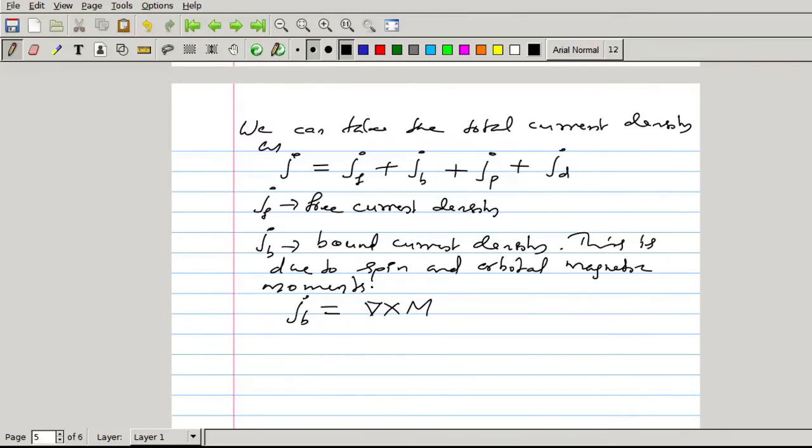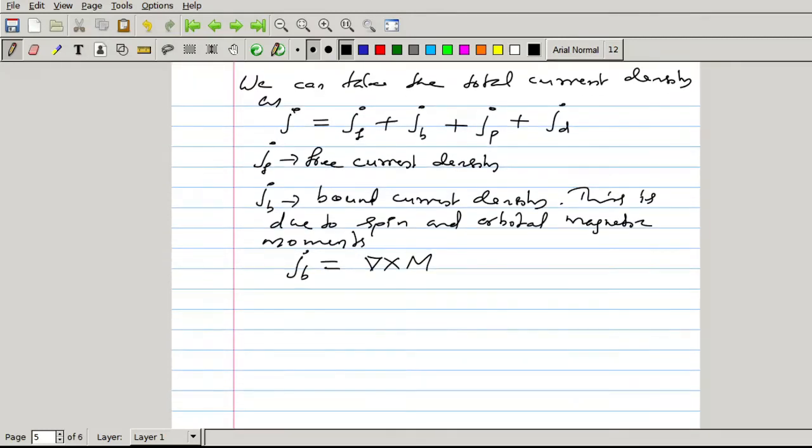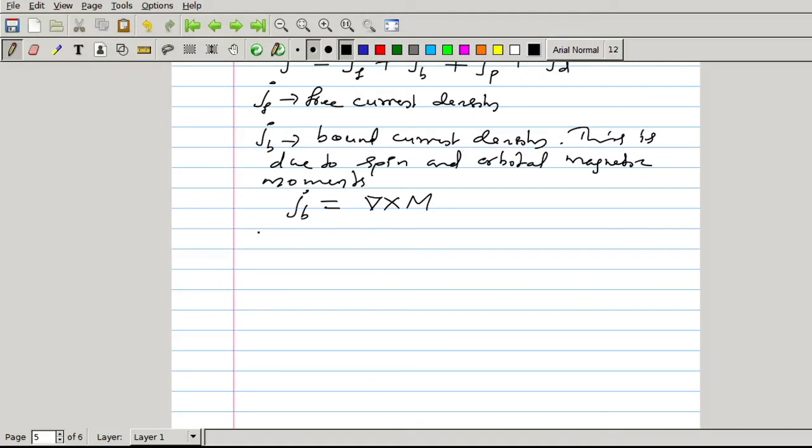It is different from the current density due to separation of charges. When you change the polarization, due to the change in polarization, you will be having a charge and a current density called J_P. So J_P represents the polarization current density.